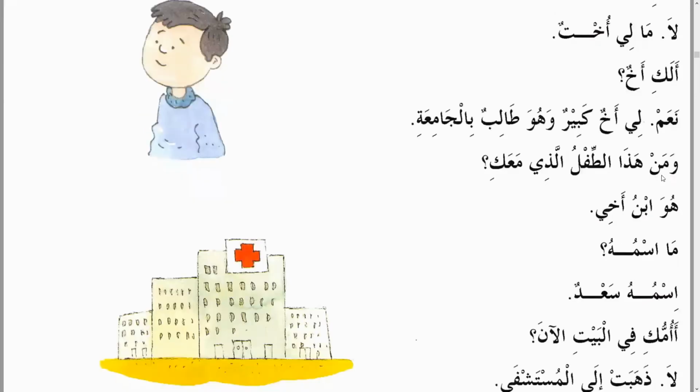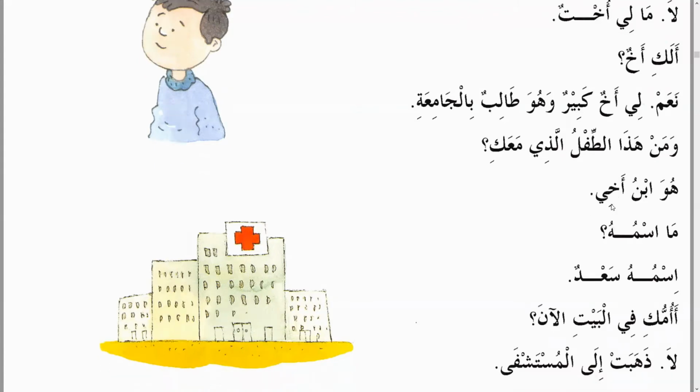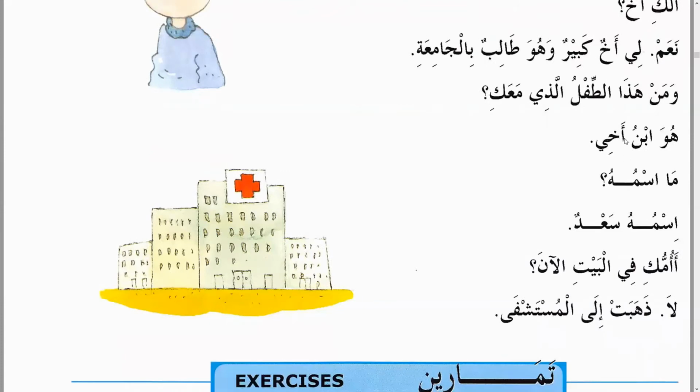Okay, anyways. وَمَنْ هَذَا الطِّفْلُ الَّذِي مَعَكِ. And who's this infant with you? الَّذِي, because tifl is the infant, the small boy. الَّذِي, who is with you? هُوَ ابْنُ أَخِي. He is my brother's son.